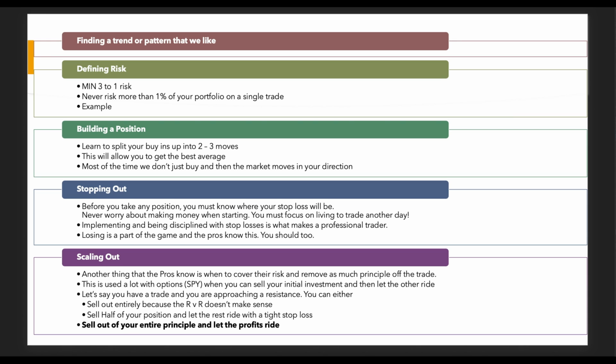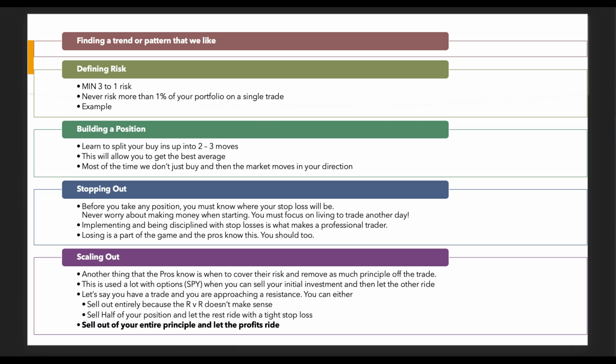The next thing is, once we find the trend and pattern we like and define our risk, we have to build a position. Now with swing trading, I split my buy-ins between 2 and 3 moves, right? So say I want to invest $10,000. I don't just throw $10,000 in to open the trade. I buy my first position of $3,000, and if it rips, great, that sucks. I didn't build a full position, but I made money, nice.